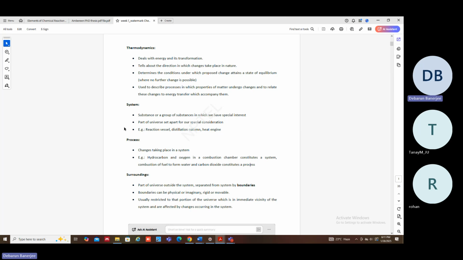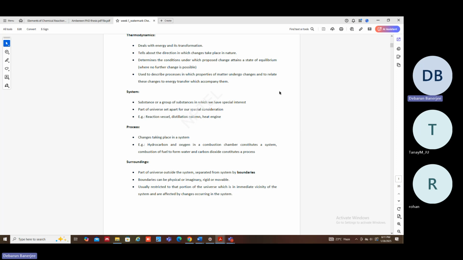So this is basically thermodynamics. It is used to describe the processes in which properties of matter undergo changes and to relate these changes to the energy transfer which accompanies them. As I said, when there is a chemical transformation or any other type of transformation in a particular material, there will be property changes, and we will try to relate that change in property with the energy transfer which accompanies it. What are the subsets of thermodynamic calculations? One is the system.